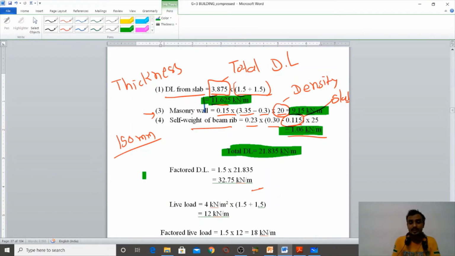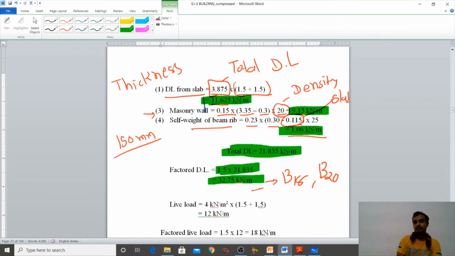Now this is the total dead load. We need the factored load, so multiply by 1.5 into 21.835. So the factored dead load is 32.75 kilonewton per meter. These are the factored dead loads on B80 and B20.